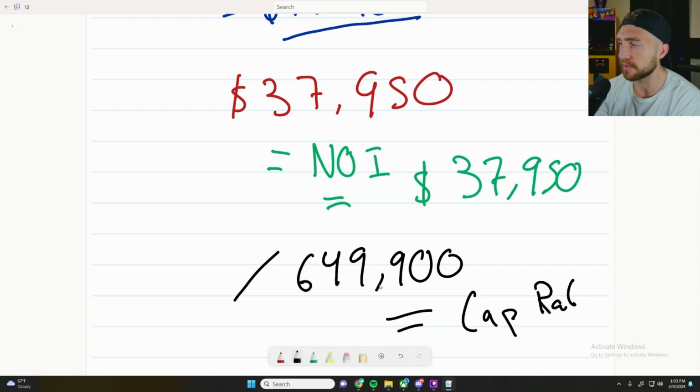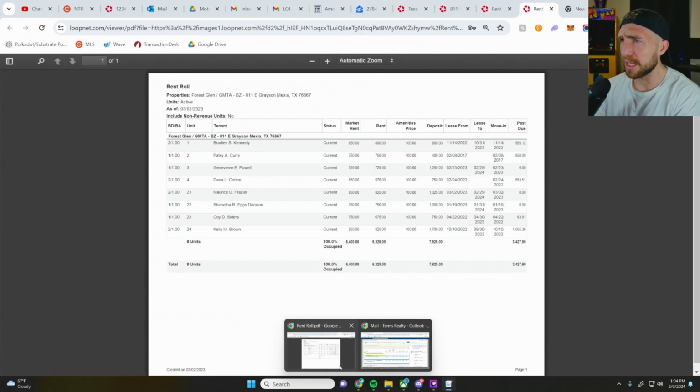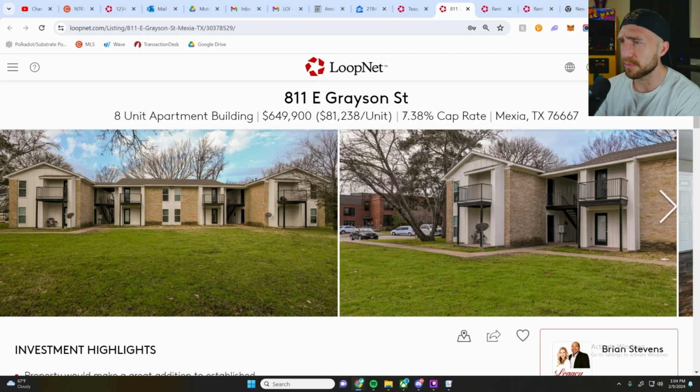That's how you calculate cap rate. Easy. 5.83%. There is your cap rate. But wait, 5.83? I don't get it. Max, you said the cap rate was 7.38%. Why are these numbers wrong?